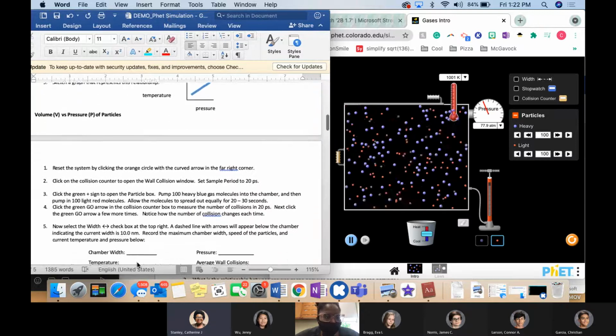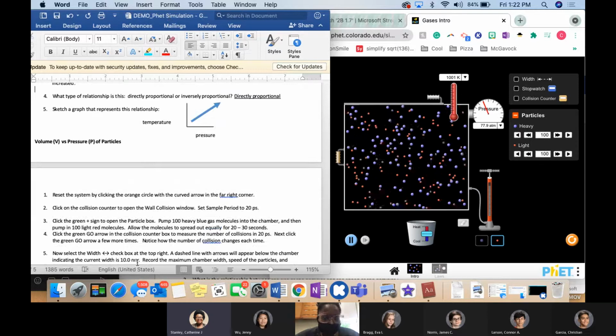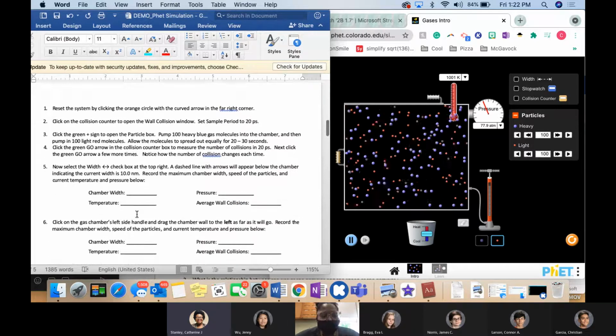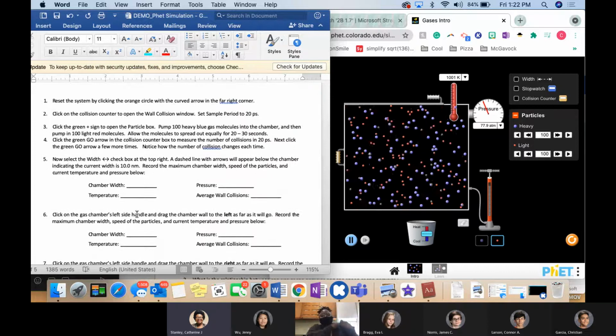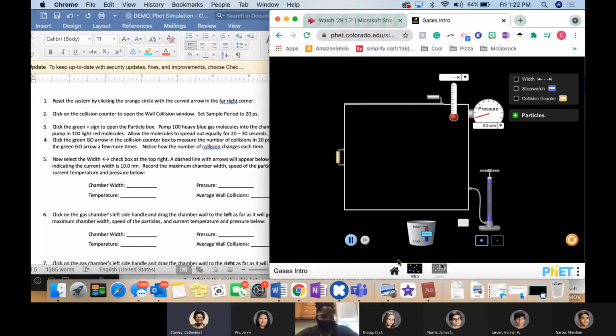All right, let's look at pressure and volume. Pause here dramatically. All right, pressure and volume. Reset the system by clicking the orange circle. Click on the collision counter to open the wall collision window. Make sure you click that link. It says we want it to have a sample period of 20 picoseconds.